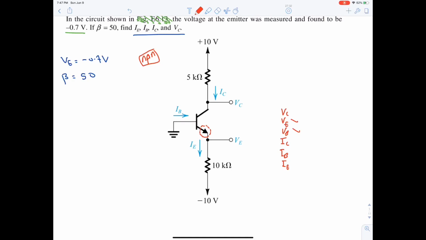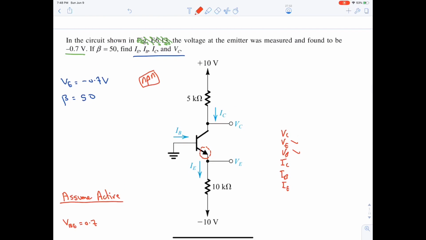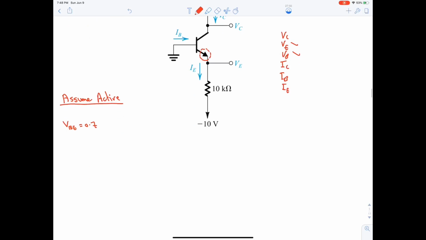Okay. Fourth step is to do what? Assume active. And then we have to write the VBE is equal to 0.7 unless we are given a sample. Do we have a sample? No, we do not have a sample. Hence, VBE is indeed 0.7.